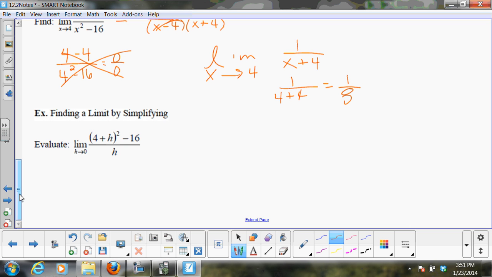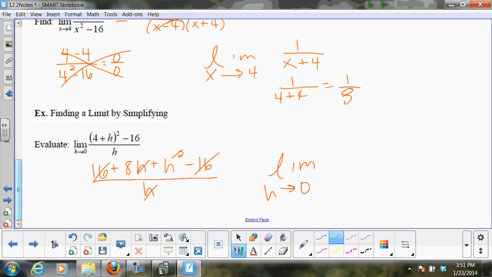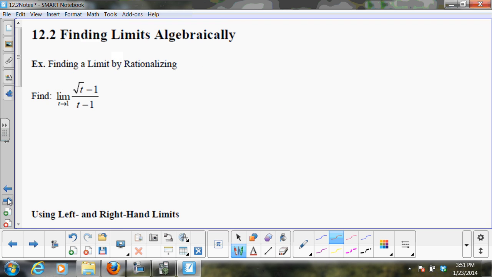Same thing, if you plug in 0, you're going to get 0 on the bottom and 0 on the top. So we will expand, and my 16 goes away. These 3 terms all have an h in common. Cancel that out. So I'm really taking the limit as h goes to 0 of 8 plus h. Well, if h is going towards 0, that piece goes towards 0, leaving me with an 8. That's called the difference quotient, which we have seen, and we'll see a lot more of.